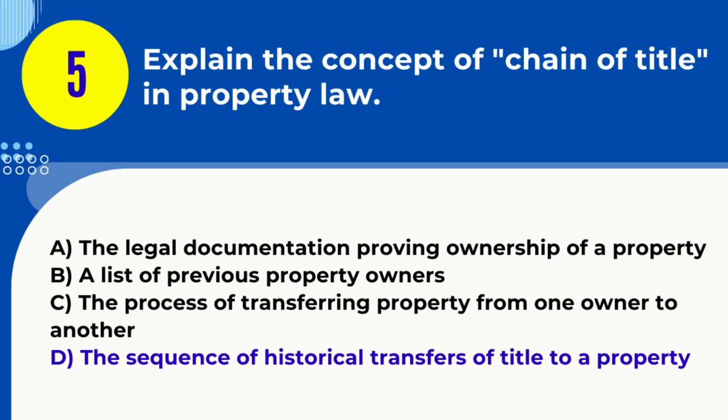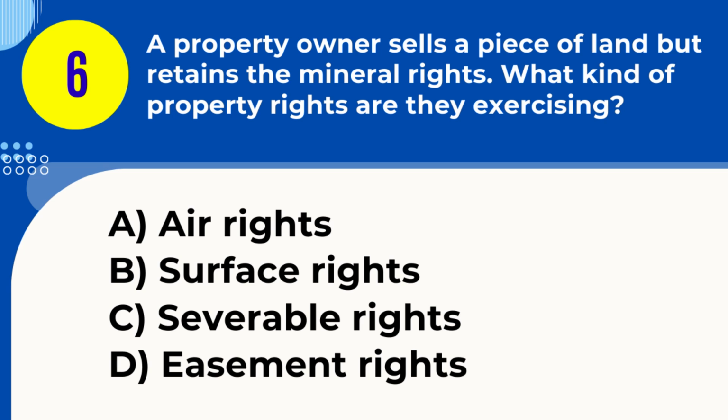Question 6. A property owner sells a piece of land but retains the mineral rights. What kind of property rights are they exercising? A. Air rights. B. Surface rights. C. Severable rights. D. Easement rights. Answer. C. Severable rights. Explanation. By retaining the mineral rights while selling the land, the owner is exercising severable rights, which allow the separation of different aspects of property rights.